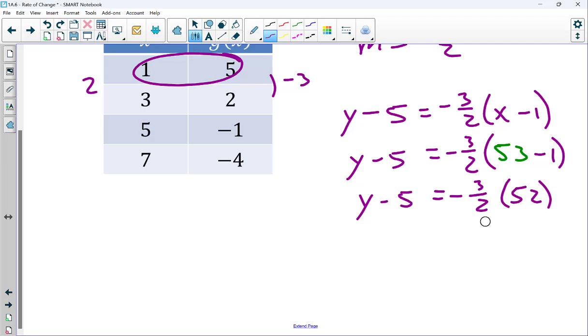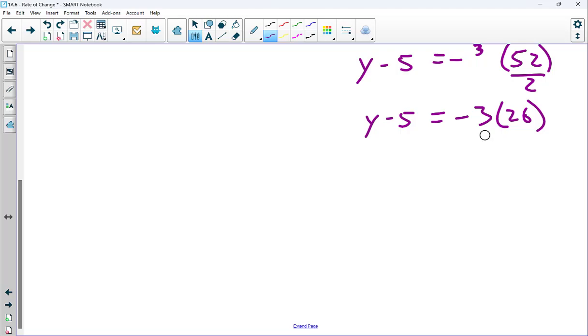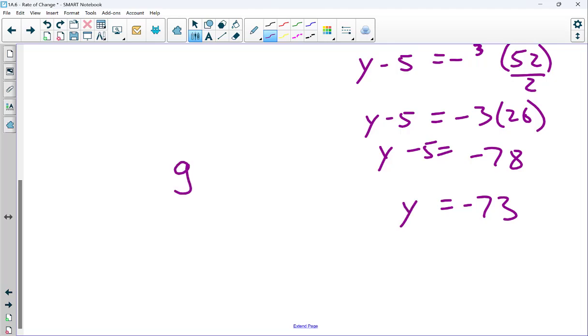Now, when I'm multiplying 52 times 3 halves, that's the same thing as multiplying by 3 and then dividing by 2, or dividing by 2 and then multiplying by 3. It's the same thing. 52 divided by 2, half of 52, is 26. And then 26 times 3, I'm going to think about it as 25 times 3 is 75, but it's another 1 more than 25, so I need to add 3 more. So that would be 78, negative 78. So y minus 5 equals negative 78. If I add 5 to negative 78, that's going to be negative 73. So g of 53 would be approximately, because it's an estimate, negative 73.